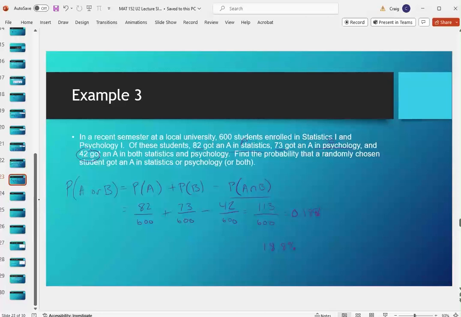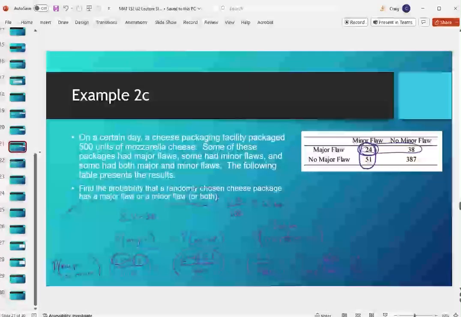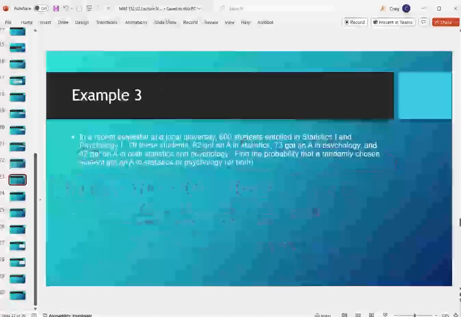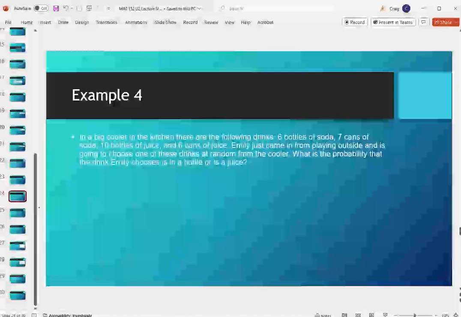We can't just use these to calculate that probability, because this probability alone would be too high. We'd be counting the people who got A's in both classes twice, like what you saw here. We could make a contingency table with that data, and it would look very similar to this. You just have to be aware and be careful not to count the and part twice, and you want to subtract that part away.